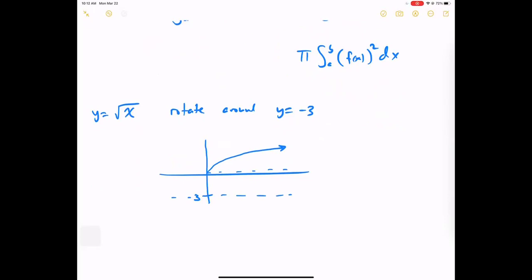So my reflection is no longer here. This is not my reflection. My reflection is actually way down here. So I'm going to give myself another 3 spaces here, and I'm going to draw my curve out here like that.